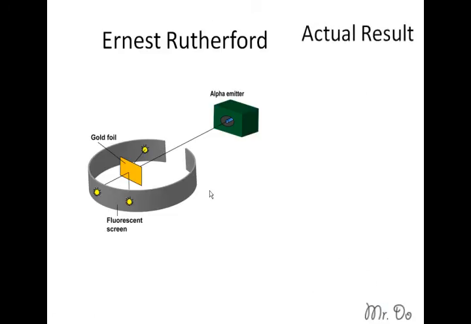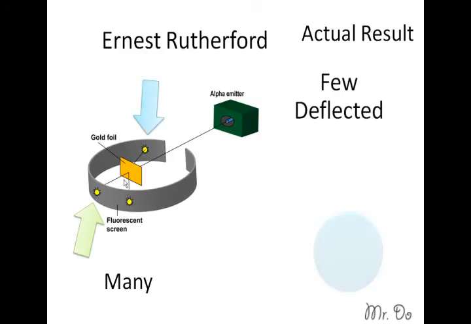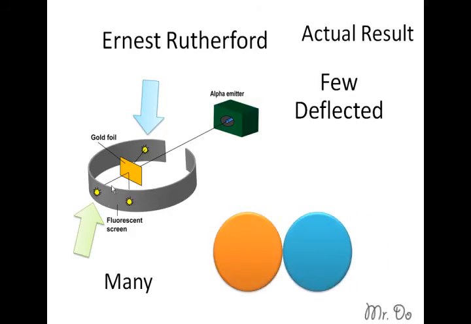Well, to his surprise, the actual result came out that many went through instead. Not just some, but many went through. And only a few were deflected. So it wasn't many or some that were deflected. Only a few of them were deflected.